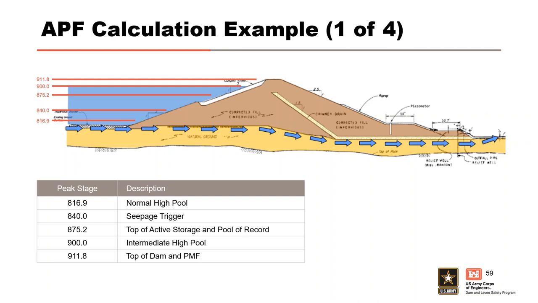Possible inflection points can be related to performance observations, changes in geometry or geology, and hydraulic conditions like top of the evacuative storage, above which tailwater may increase. Also, it's always good to define your system response probabilities at least up to top of dam, not just the PMF, because as data and methodology change and improve, that PMF elevation might also change.